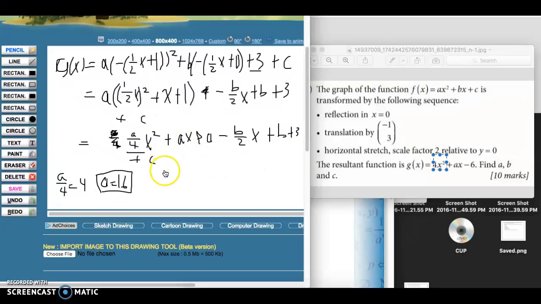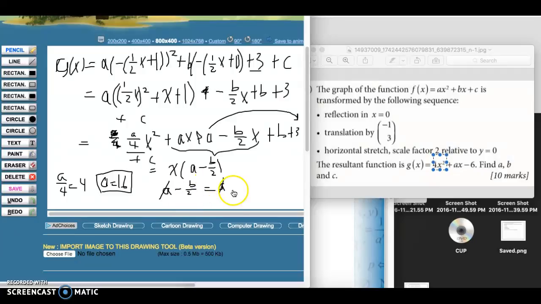Then we have to do a bit more factoring here. For this portion, we're basically going to factor out x. Let's move this a to the end here. So we're going to have ax minus b over 2x, so that's just going to be a minus b over 2. So then we have a minus b over 2 equals a, and subtract a on both sides. We have negative b over 2 equals 0, so you have b equals 0.